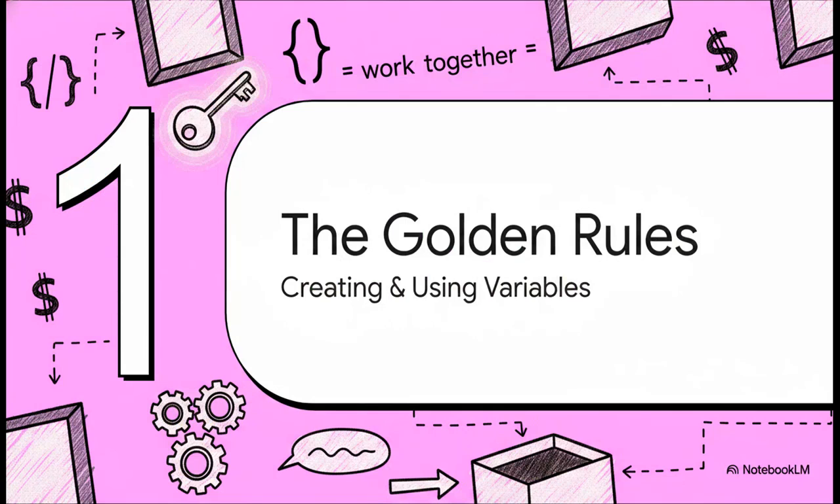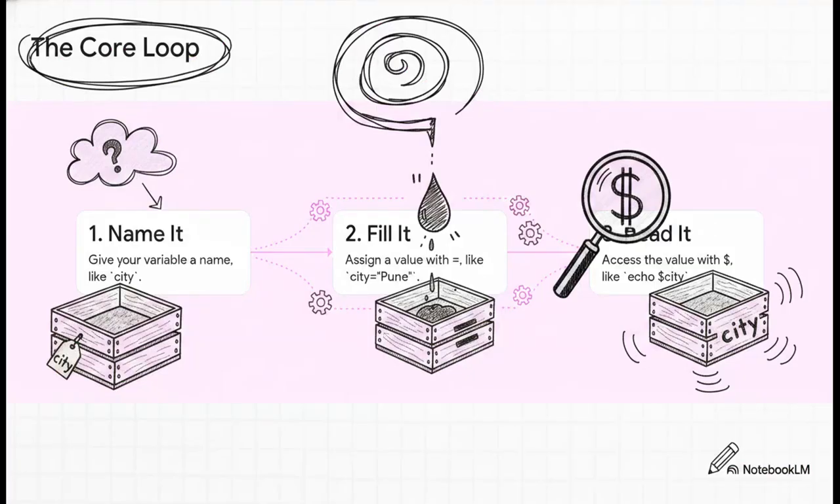So how do we actually work with these boxes in our code? Well, it turns out there are just a couple of golden rules for creating and using them. Once you see the syntax, you'll realize just how straightforward this all is. It really just breaks down into 3 simple steps. First, you give your box a name. Here, we'll just call it city.